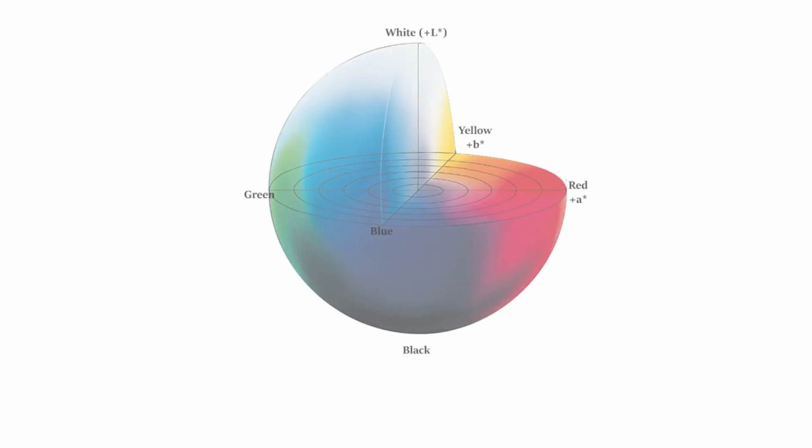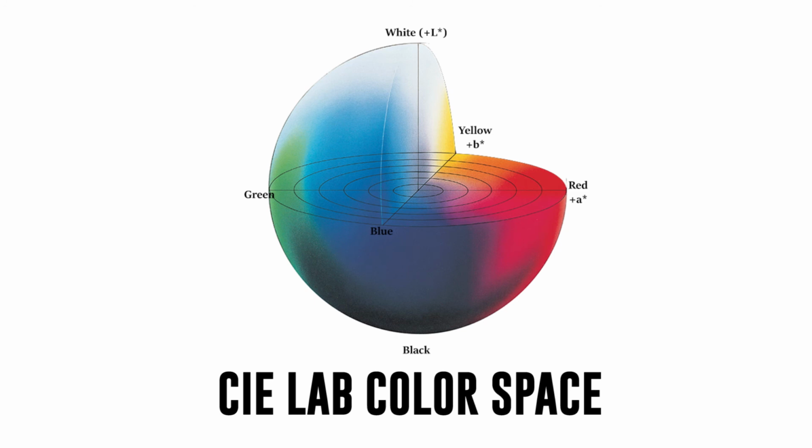Lab color mode. The CIELAB color model, Lab, is based on the human perception of color. The numeric values in Lab describe all the colors that a person with normal vision sees.